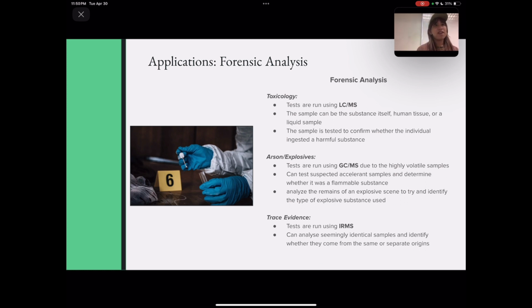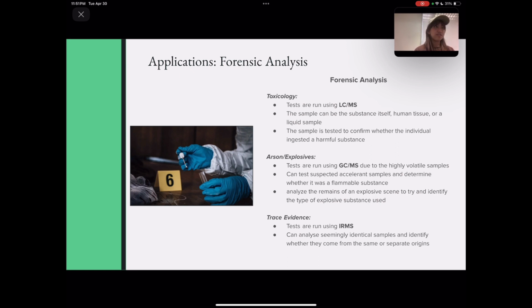For forensic analysis, we have toxicology, arson and explosives, and trace evidence. In toxicology, we have LC-MS, which is liquid chromatography mass spectrometry, where a substance itself, like human tissue, can be used to find some things. This can be used to confirm whether an individual ingested a harmful substance or if something was put into their system. In arson and explosives, we have GC-MS, which is gas chromatography mass spectrometry, used for highly volatile samples. This can test samples and determine if there's been a flammable substance or if something happened to the body or around someone.